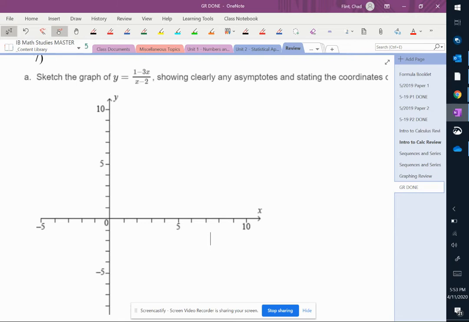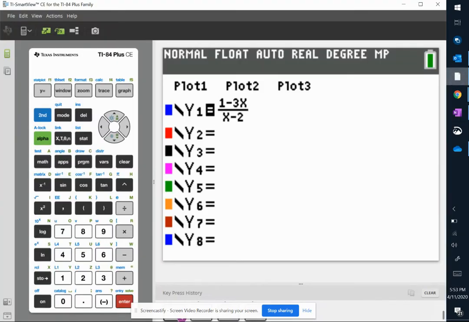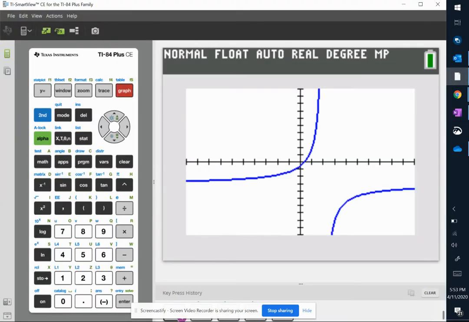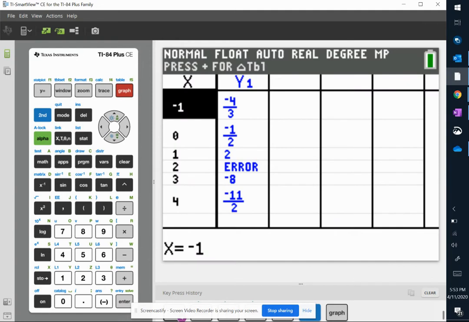So I'm going to go to the calculator and put the equation into y equals. I'm going to take a look at the graph. It looks like it has a vertical asymptote right up the middle there, and a horizontal asymptote going across kind of down the middle again. So I'm going to look at the table. The vertical asymptote is clearly 2 because it's an error.